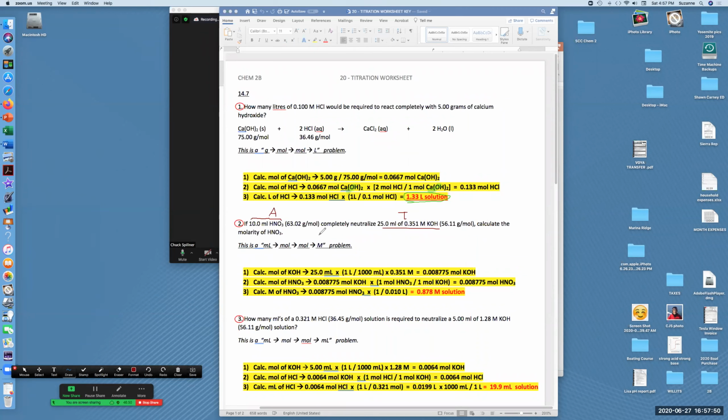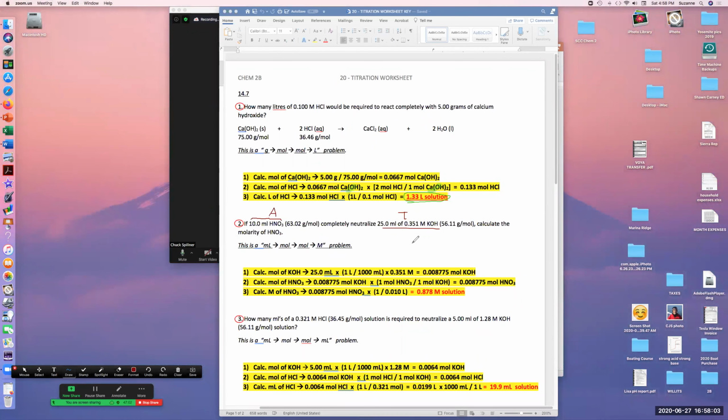And so if you look at these, the quantity that we can calculate moles from is what's given for the potassium hydroxide. So 25 mils of potassium hydroxide that has a molarity of 0.351. So step 1 is to calculate the moles of KOH by converting 25 mils to liters. So we divide by 1,000 because there's 1 liter per 1,000 mils. And when we do that, the mils cancel. It converts the milliliters to liters.